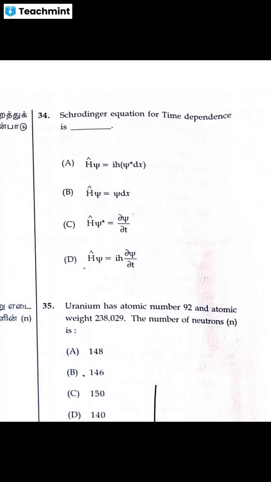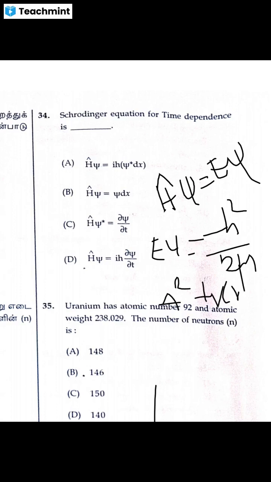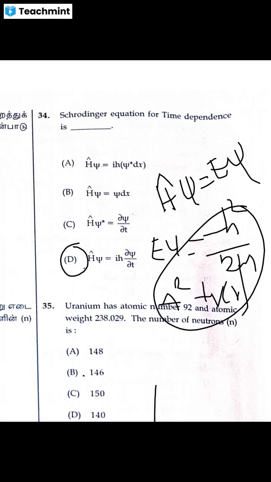And in the Schrodinger equation, H cap psi is equal to E psi, where the H cap is minus h square divided by 2m into del square, plus V, acting on psi. But instead of that, what they have given us is this H cap. If we simplify it, we will get i h dou psi by dou t. The fourth option is the correct answer. Next one.